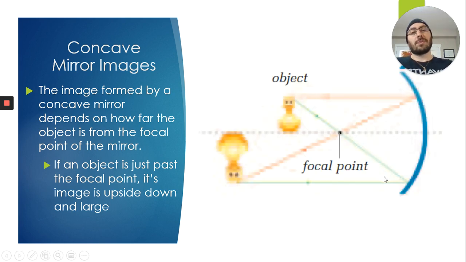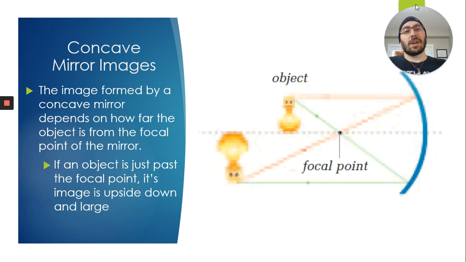So here we have a beautiful picture from your textbook. I copied it right out of your textbook of the concave mirror. Here's the focal point. Here's the object. If the object was past here, the projected image would actually be upside down.